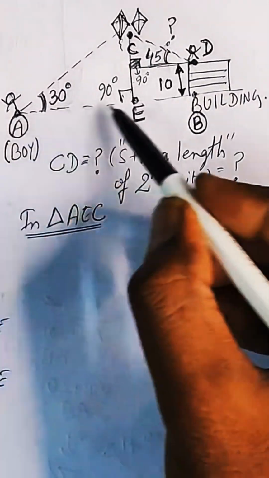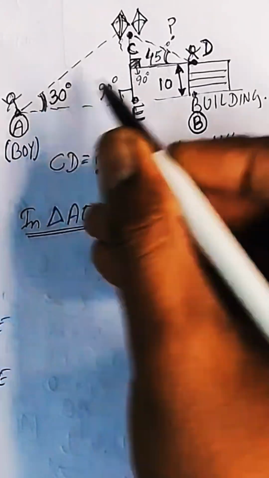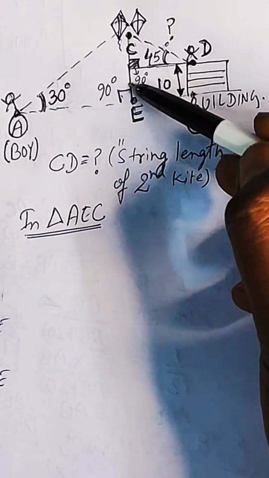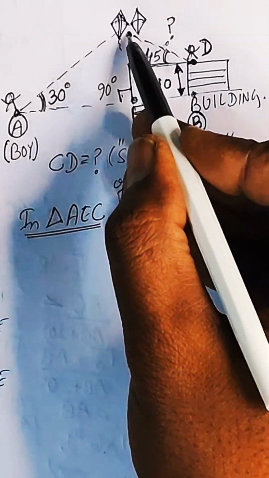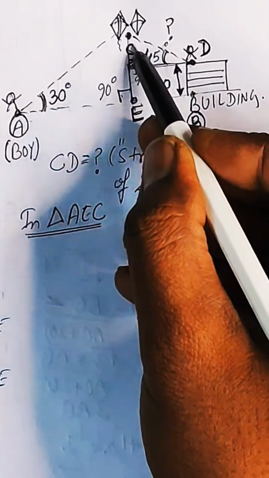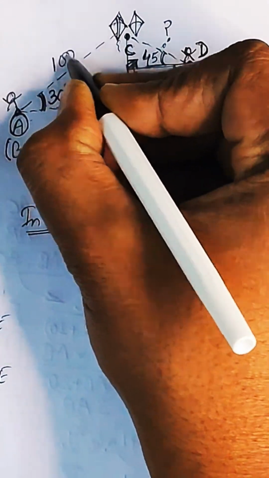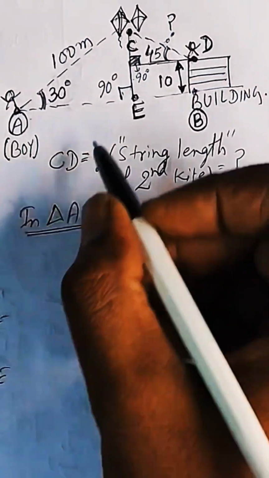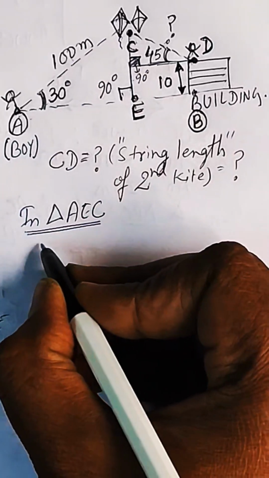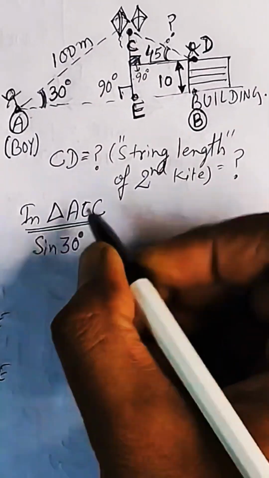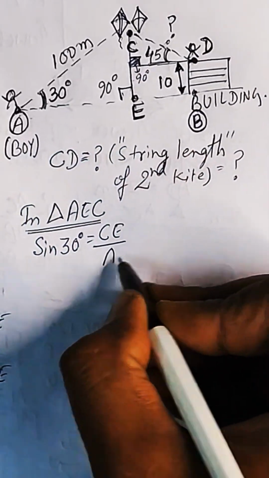In the right triangle AEC, which is the bigger one, the first kite making a triangle with the first boy, the sine of 30 will be taken. Why? Because we are going to calculate CE, and this will help us find the string length for the second boy. It's given that the string length of the first kite is 100 meters. So the relation between CE and AC is sine, perpendicular by hypotenuse. So we can write sine of 30 degrees is equal to CE divided by AC, isn't it?